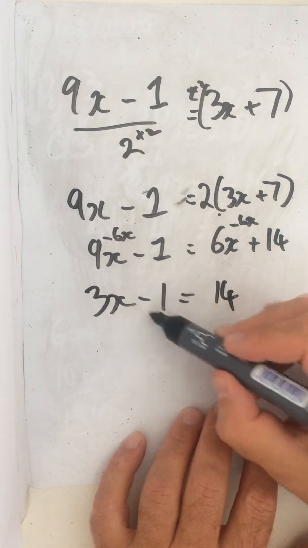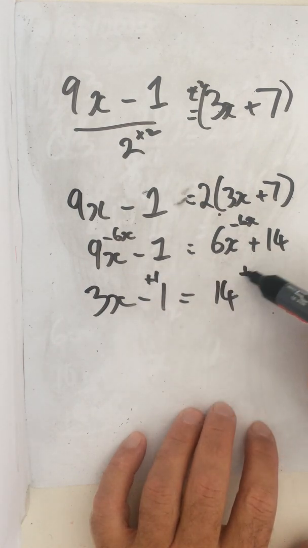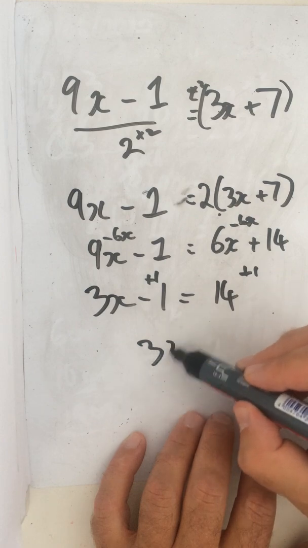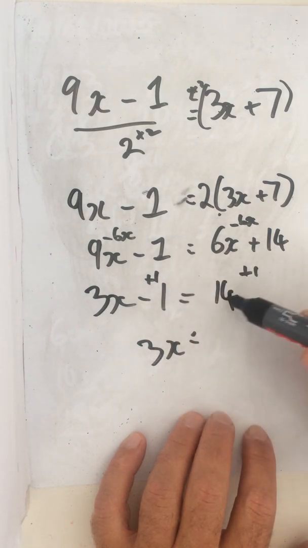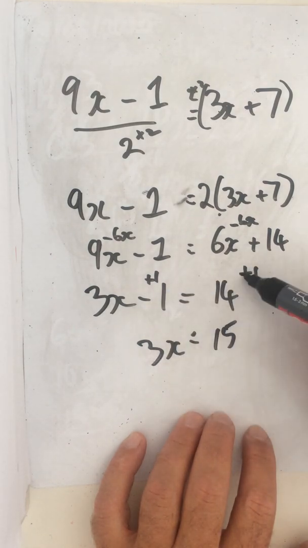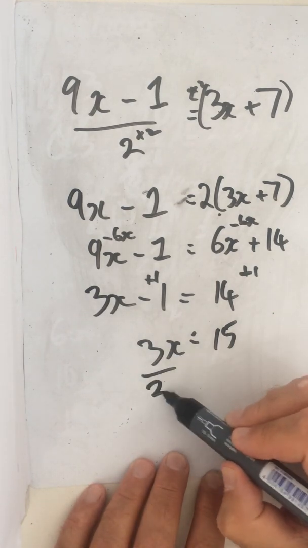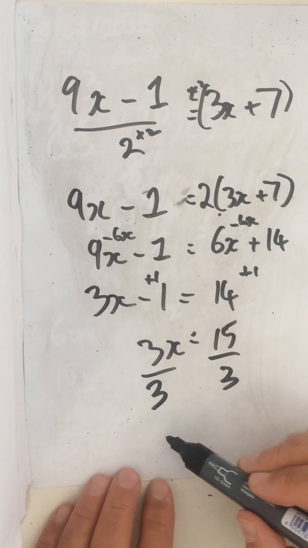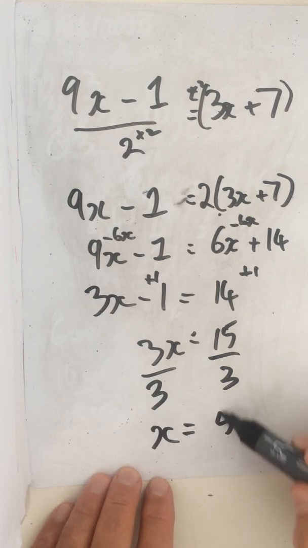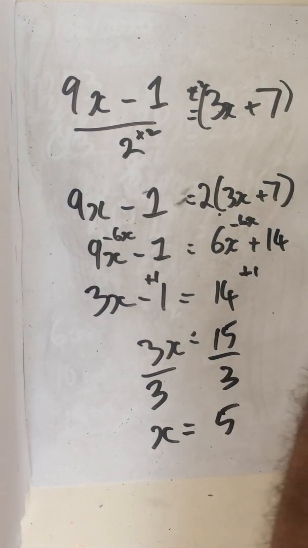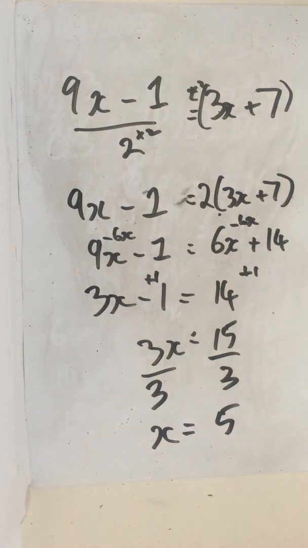We want to get rid of this minus 1, so we add 1, so that leaves us 3x on this side because we got rid of that. Is worth 15 because 14 and 1 is 15. This part is 3 times x, so we divide by 3, x equals 5, okay? X equals 5.